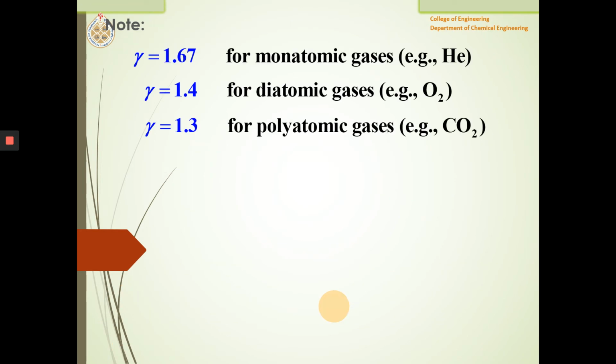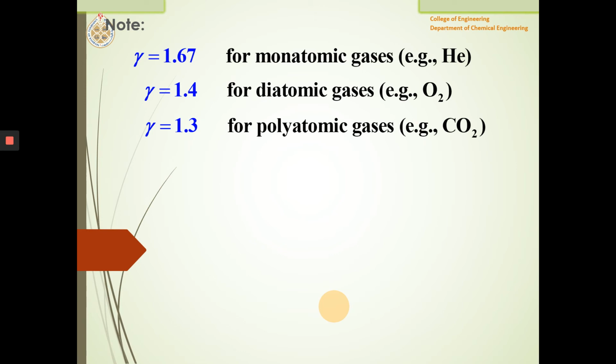Okay, the question here. Doctora, in the question, if they give me the value of gamma, can I apply the equations? Of course you can. And then, what if I give you rules of thumb here? There are rules. Gamma is equal to 1.67 as a rule of thumb, as an approximated value, if you have monoatomic gases.